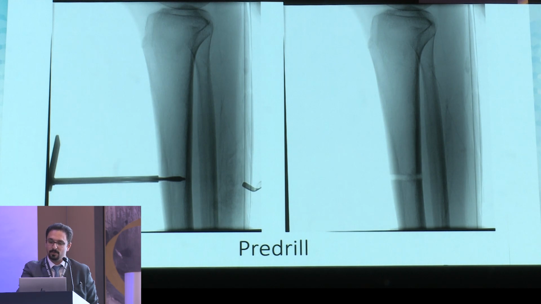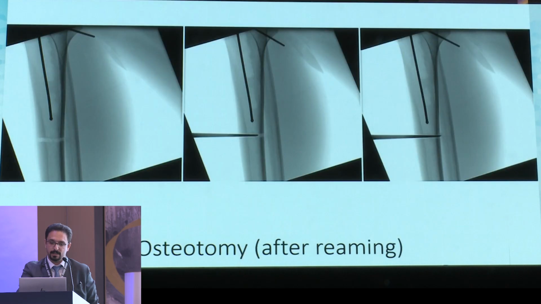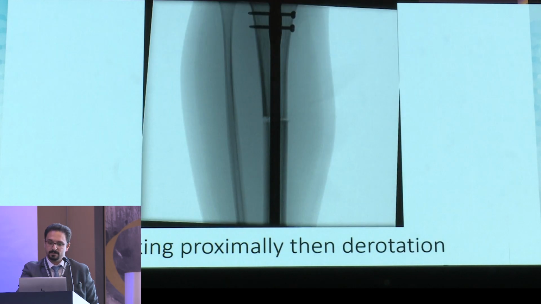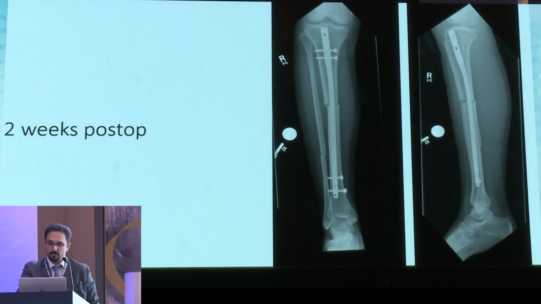Again, we pre-drill our predetermined osteotomy site. We place rotational marker wires, proximal and distal, away from the nail trajectory or the nail placement. We ream, we pull back, we complete our osteotomy with more drill holes and osteotome. We pass the nail, we lock it on one side, we derotate, and we lock it on the other side. And on the tibia, of course, we have to break the fibula as well to be able to derotate. This is 2 weeks post-op of a derotation osteotomy.